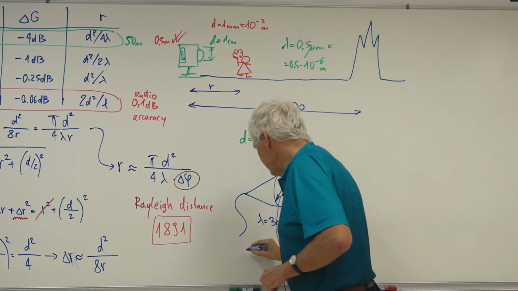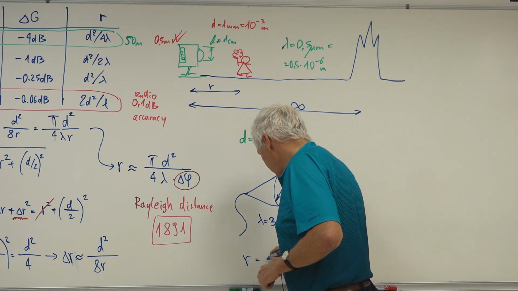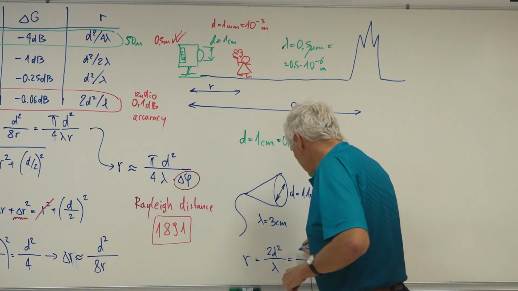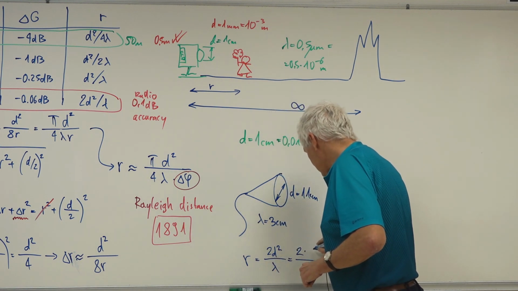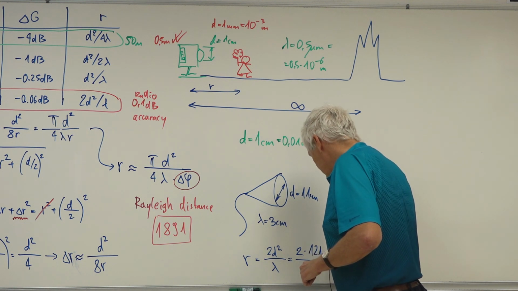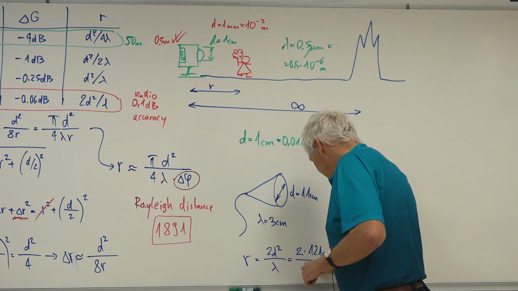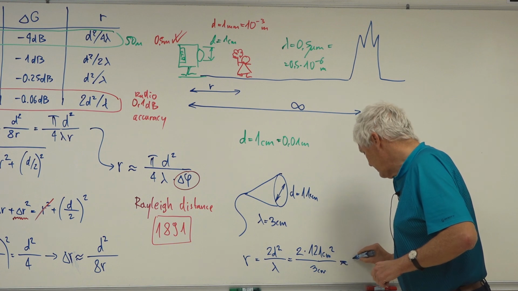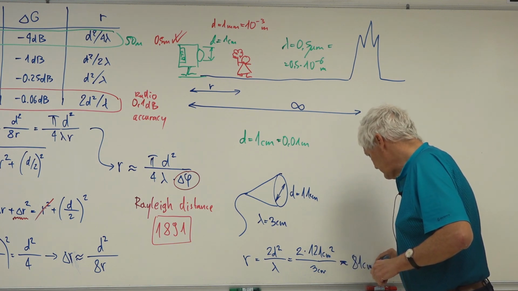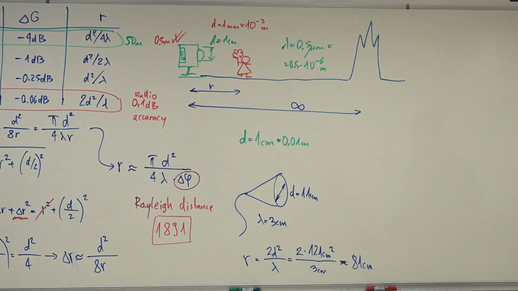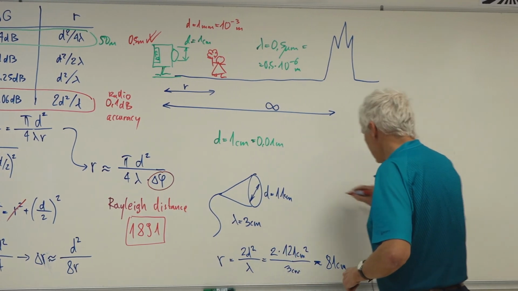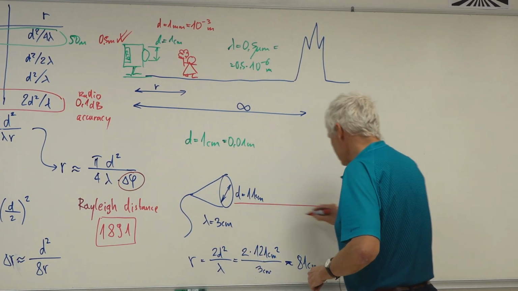What is now the Rayleigh distance? The Rayleigh distance is now 2D squared over lambda, so it is twice 11 centimeters squared, which is 121 centimeters squared, divided by 3 centimeters, approximately 81 centimeters. So such an antenna will have its far field. Let's draw now the limit. This is our R, our Rayleigh distance.